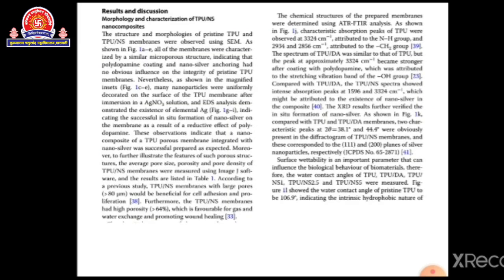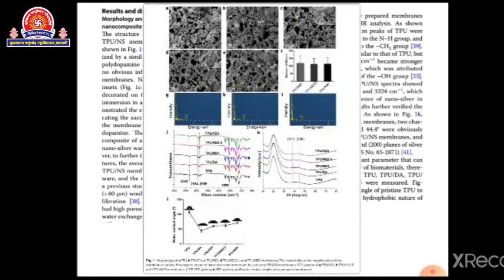Then the next part is results and discussion. Results and discussion may or may not have headings. Here there is a heading of morphology and characterization, so that is a heading. You can describe results and discussion in combination with different headings with the help of diagrams. Diagrams are really very important.